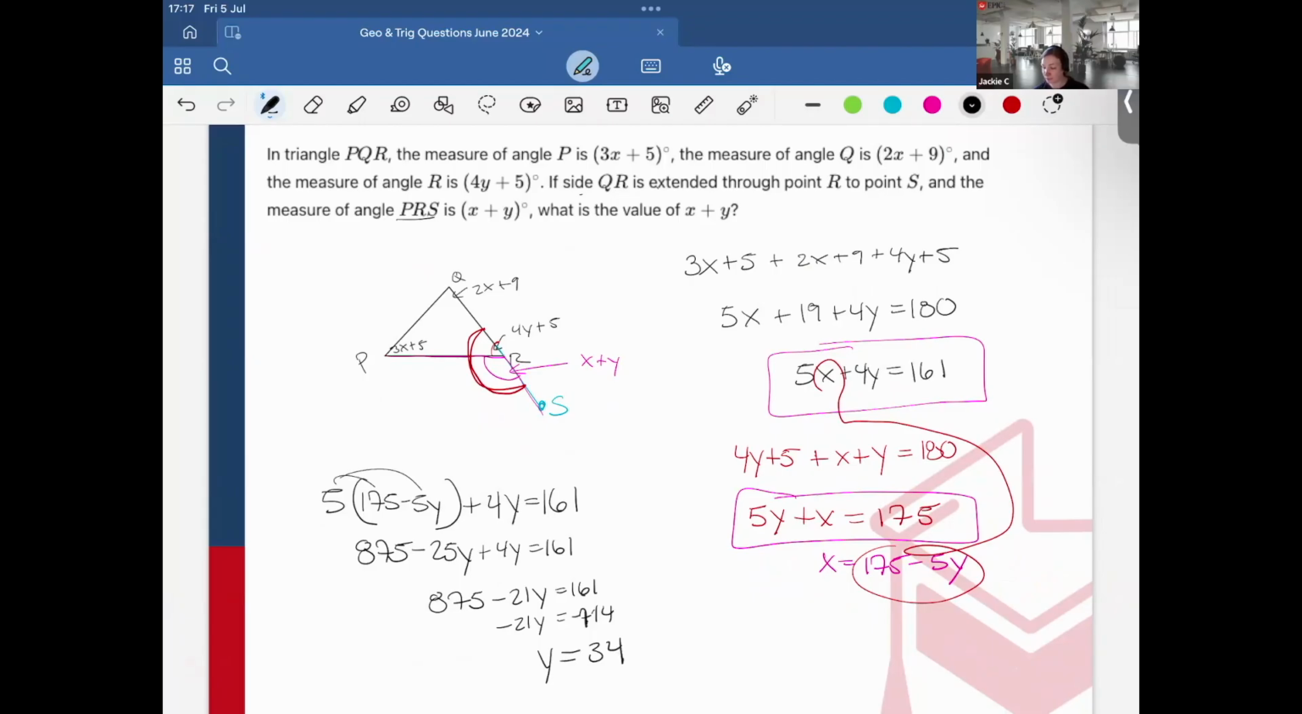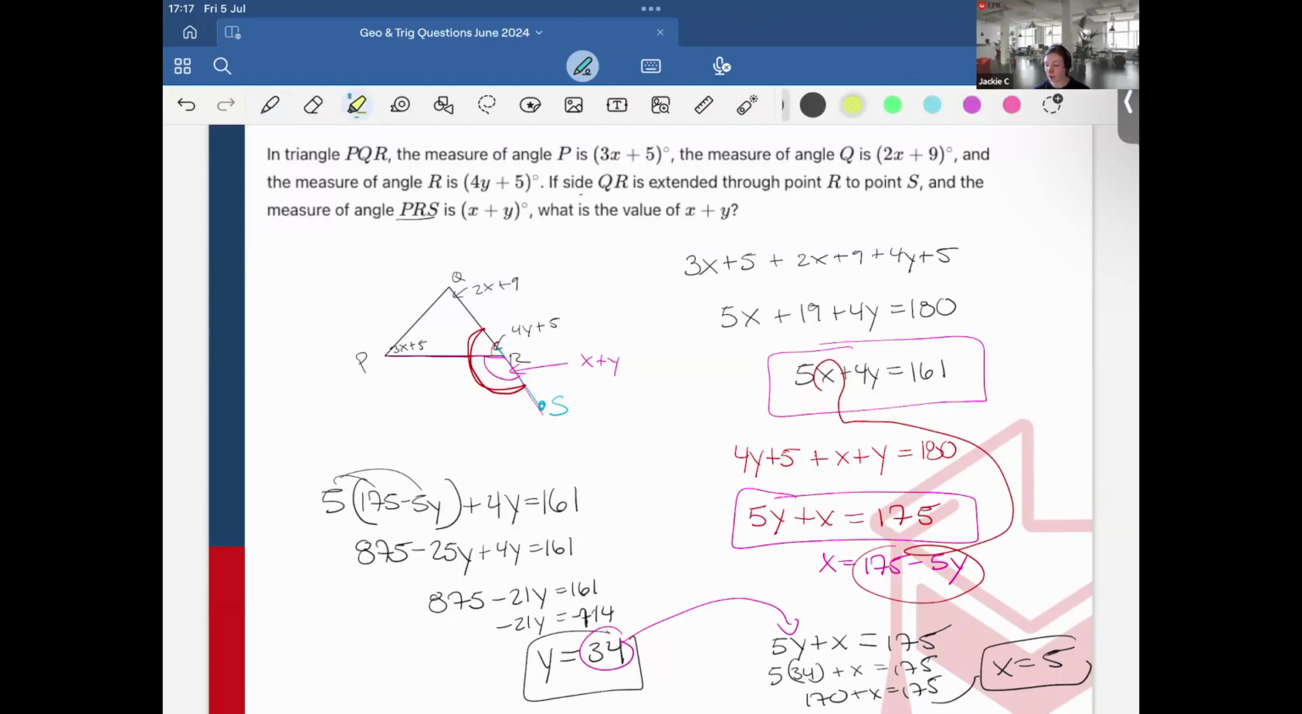Okay, and now I know what y is equal to, so I can just go back to any one of the equations. Let's go back to 5y plus x. That is equal to 175. I'm going to now substitute in the y, that is 34, and then we can get our x value. So 5 times 34, that is 170. So I have 170 plus x equals 175. Subtract 170 from each side. x is equal to 5.